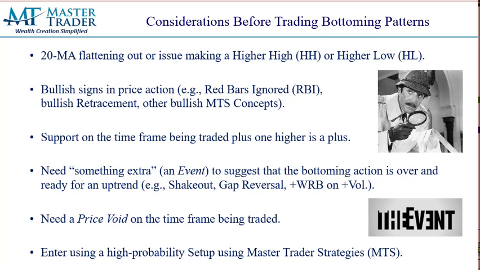Again, I'm going to show you many examples, but a couple points here. I want the 20 and preferably the 50 to flatten out, because then by definition that's telling me that the supply-demand relationship has stabilized and it's not going down anymore, because otherwise these MAs wouldn't flatten out.